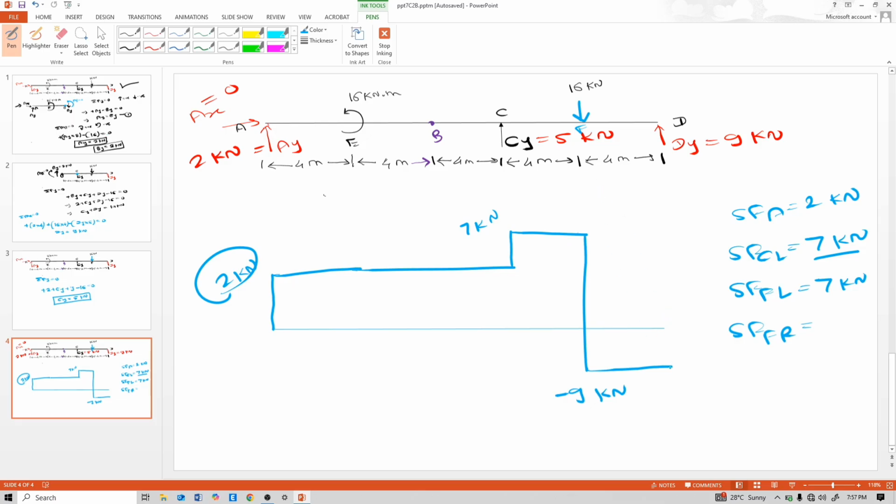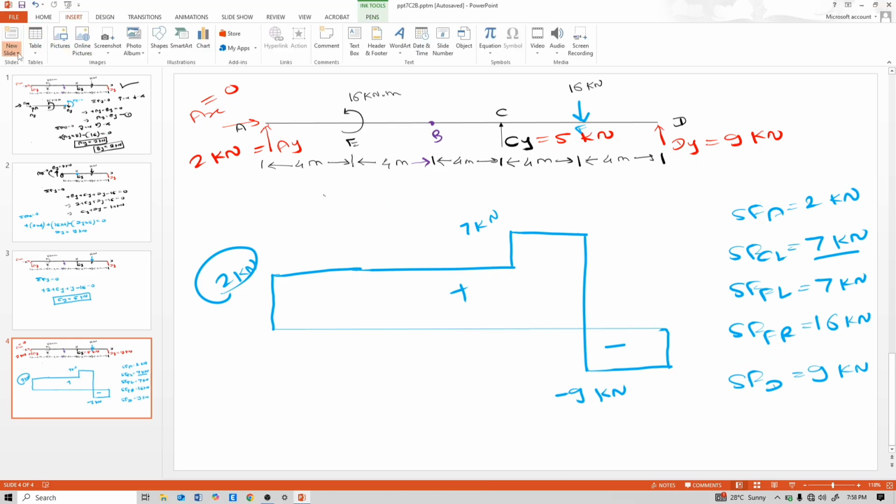And again this reaction is upward 9 kilonewton, so upward. So this is positive, negative. Shear force F is 16 kilonewton. Shear force D equal to 9 kilonewton. So this is the shear force diagram. Now calculate bending moment diagram.